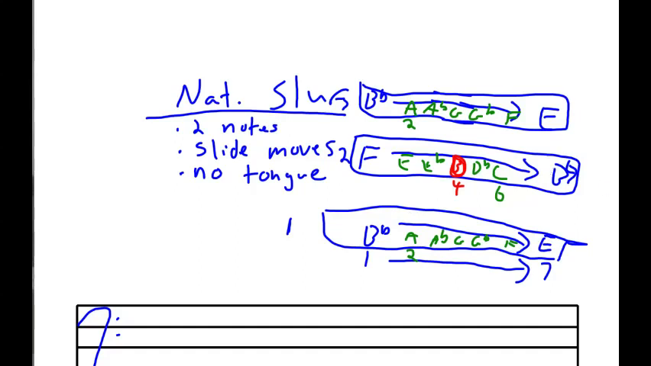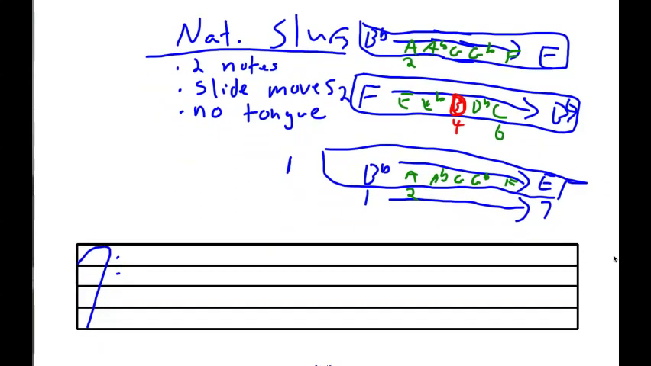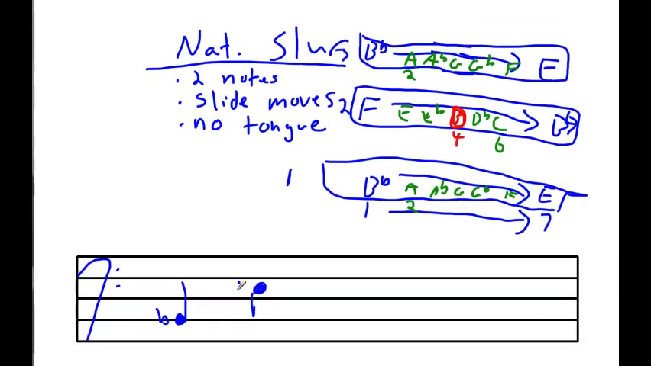So on the music, if we look at that with this visual in mind, let's go. So let's say in the music we have B flat down here going to an E flat.